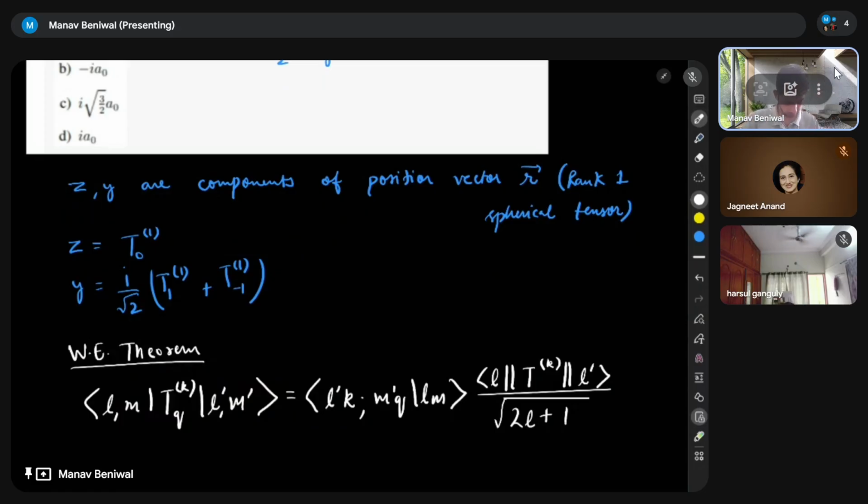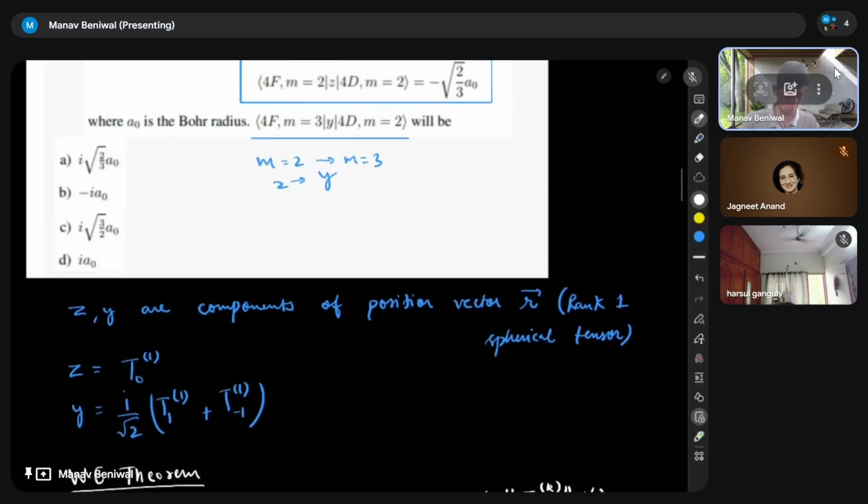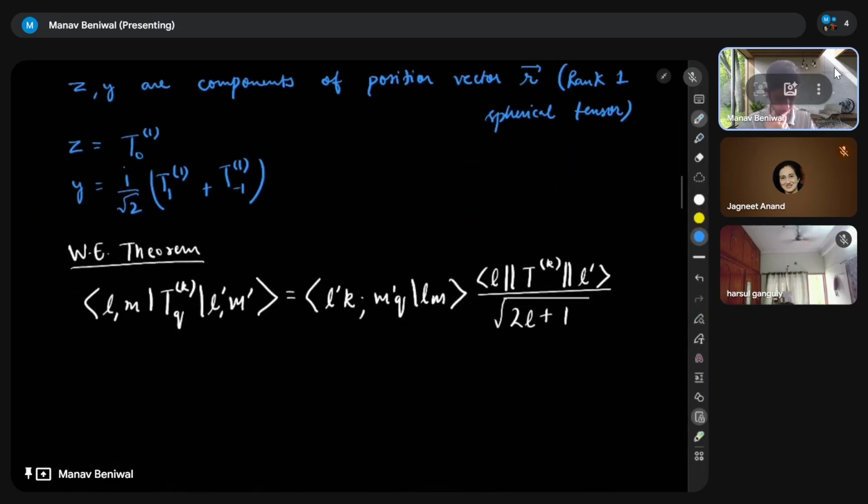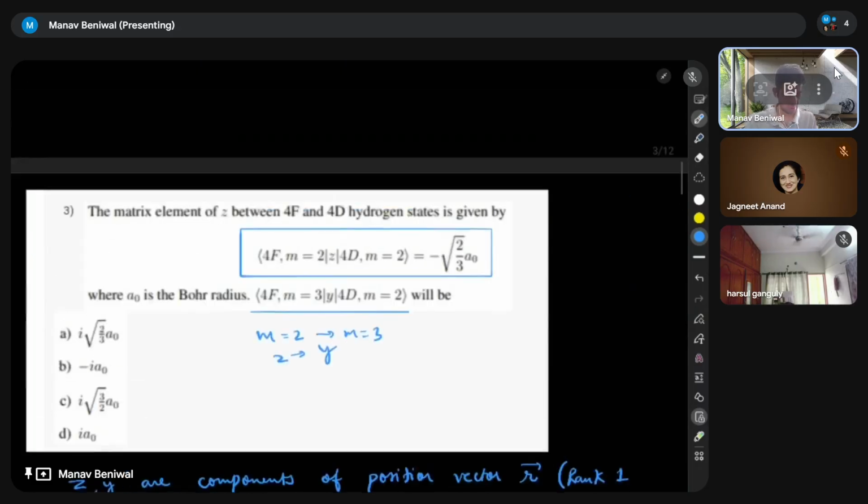Now if we look at what is given to us, this thing is given to us. Let us write it down. What is given to us is 4F, m equals 2, z, 4d, m equals 2. This is given to us as minus root 2 by 3 a naught, like this.